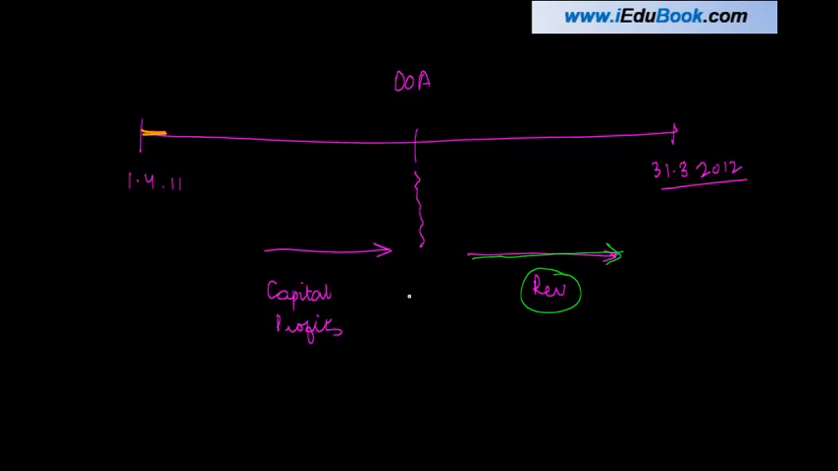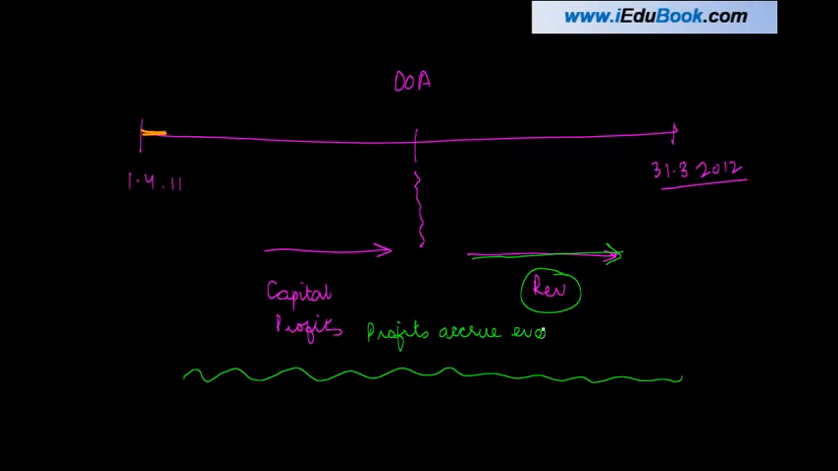What happens is that our assumption was that the profits have been evenly accrued during the year. Profits accrue evenly. If you don't understand this concept, you can go back to the previous question. There we have explained what is the meaning of this concept. You can also go to the website www.iedubook.com, and there you will get this question.